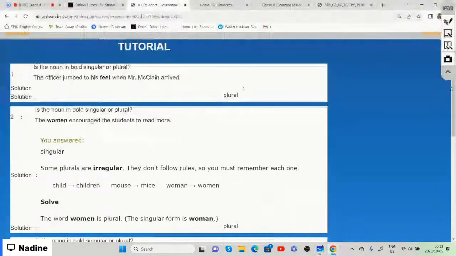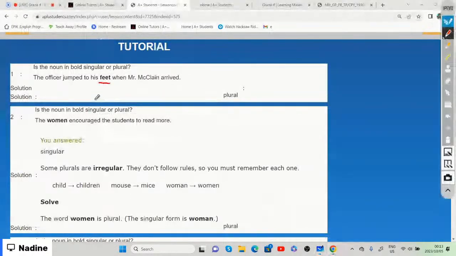All right. So feet, right? Is feet singular or is feet plural? And if we look at feet, right? Feet is plural, right? And why do we say that feet is plural? Because feet refers to more than one, right? So the singular form of feet is foot. So you have one foot, right? It's either my left foot or my right foot, right? It's the one foot.